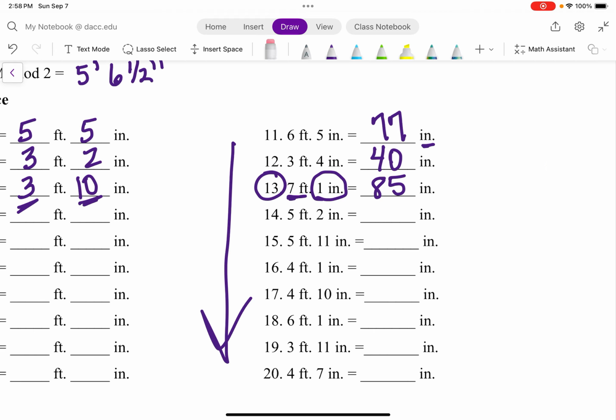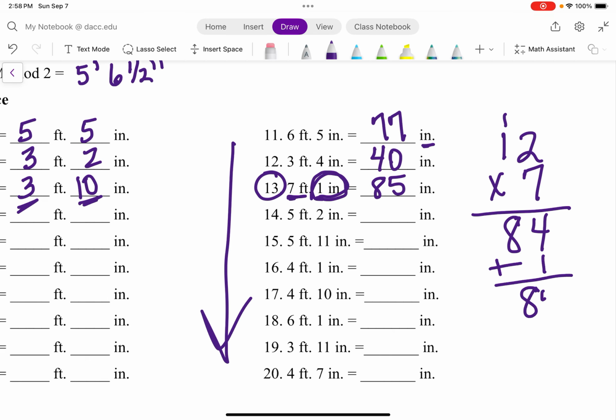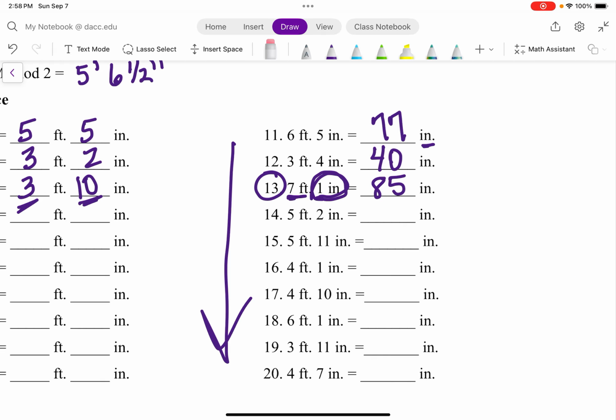Let's do it by using math here, though. Let's do it by multiplication. So if we have 7 feet, we know that there's 12 inches in a foot. 7 times 2, 14. 7 times 1 is 7, plus the 1 is 8. So we know that 7 feet then is 84 inches. Once again, we have that 1 inch left. So that's 85 total inches. All right, hopefully this is helpful. If you guys have any questions or anything, though, please don't hesitate to reach out.